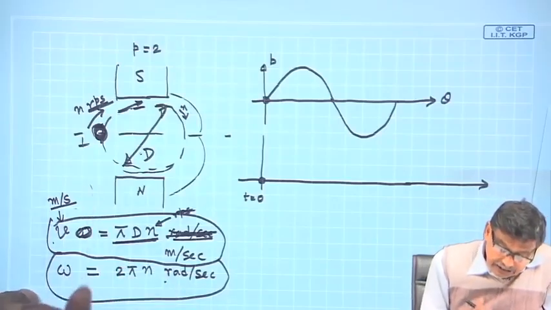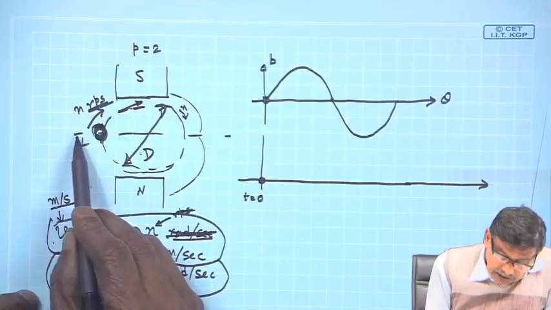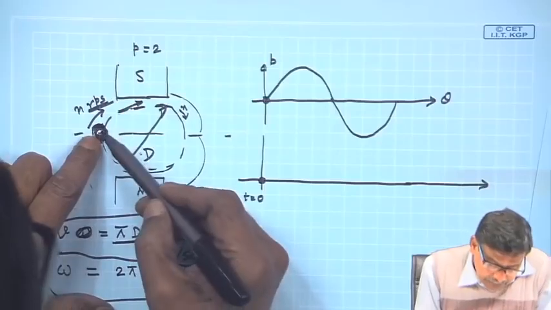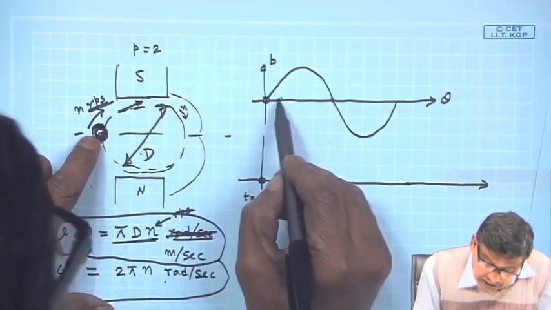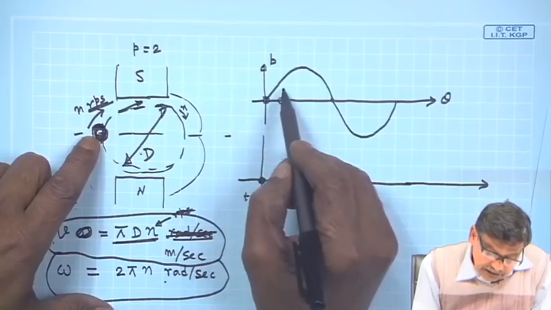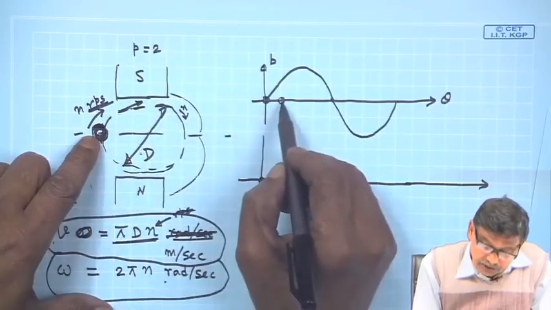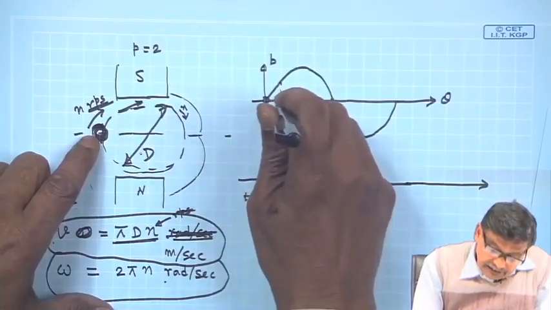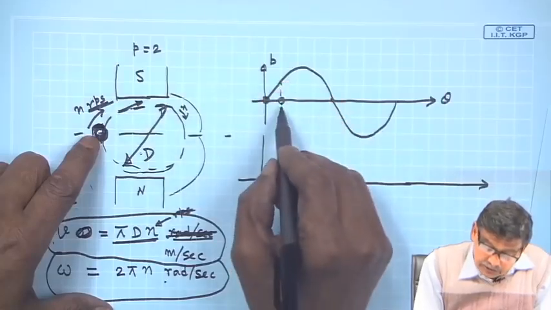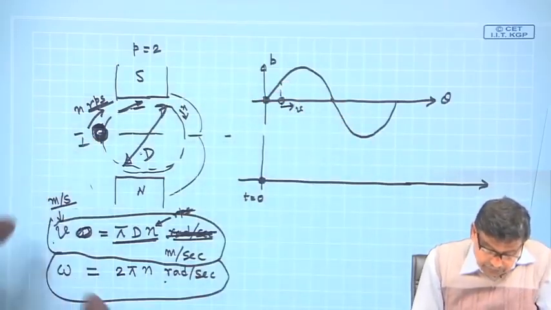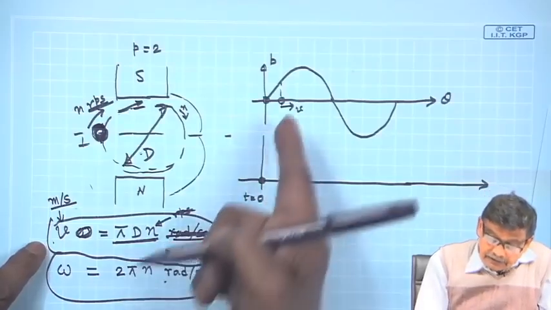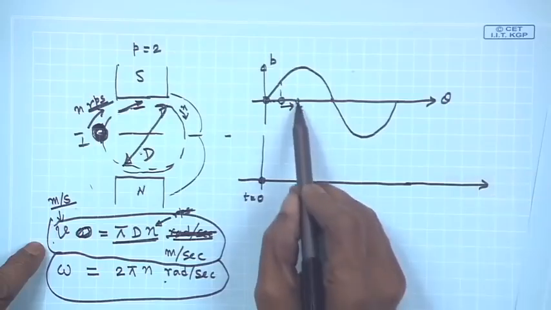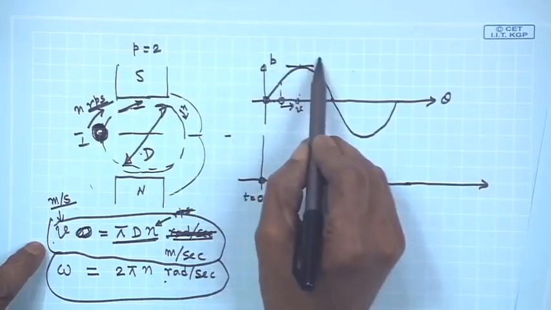Now, as you can see, this point is important. Suppose I have started counting my time when the conductor was in this neutral position, it has no voltage, but it is going there, that is, it has come here. Then the moment it comes under the purview of this south pole, there will be induced voltage in it. The magnitude of it will be B, the length of the conductor, into this velocity, which is pi d n. So, it will go like this, then it will come here, it will have maximum voltage corresponding to B max.